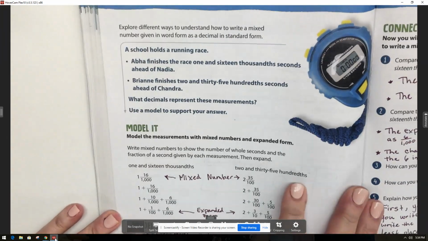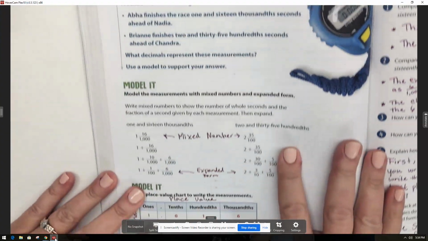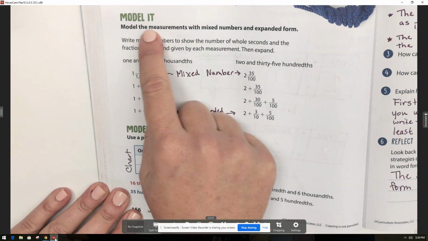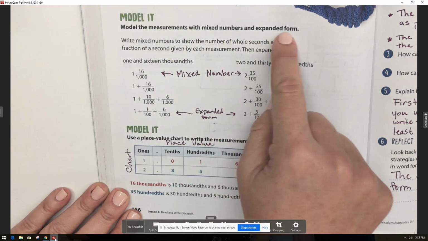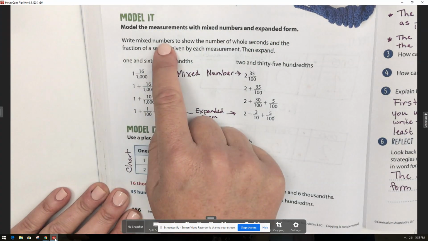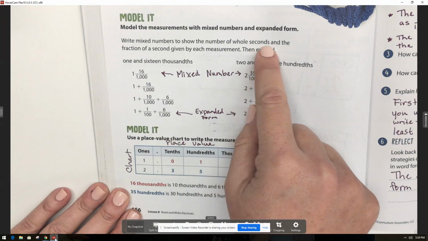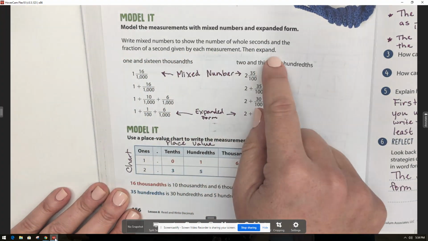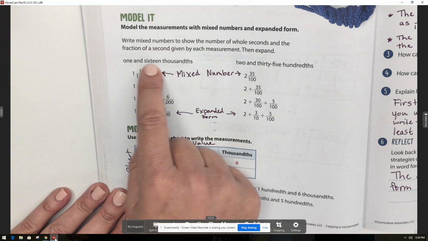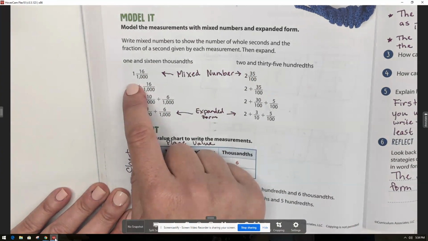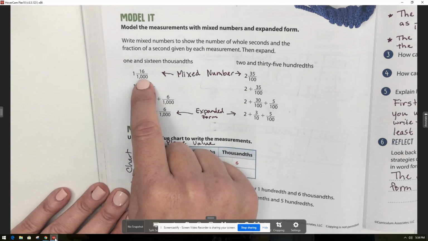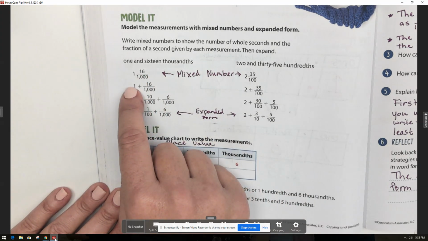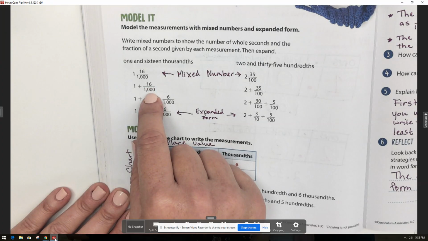Now on page 156, it's the same problem we've read before. And then it says here, model it. Model the measurements with mixed numbers and expanded form. Write the mixed numbers to show the number of the whole seconds and the fraction of a second given by each measurement, then expand. So 1 and 16 thousandths. So here we have 1 and 16 thousandths. That is our mixed number. That is the same as 1 plus 16 thousandths.